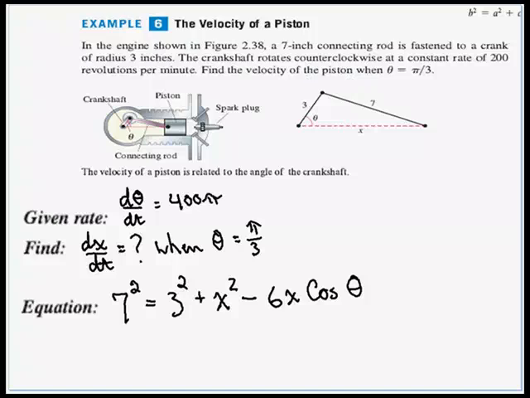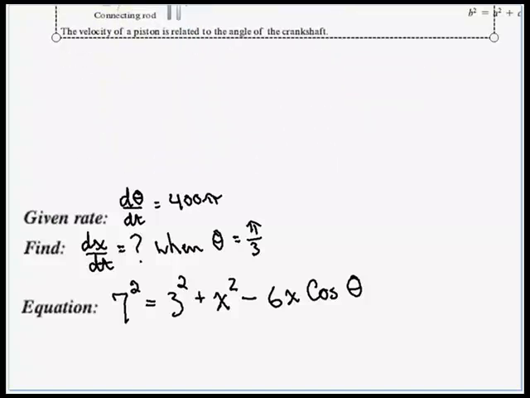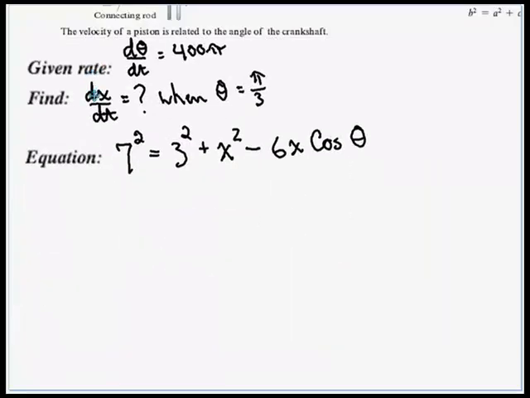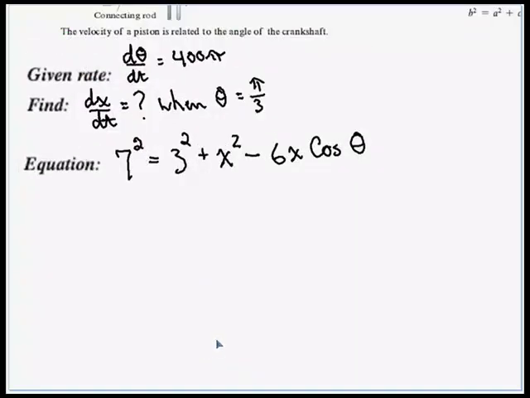Let me clear myself a little more room. This problem does get a little involved. Now we want to take the derivative with respect to time. Well, 7 squared is just 49, and that derivative is 0. 3 squared, that derivative is also 0. The derivative of x squared with respect to time is 2x dx dt, minus, here we have 6 times x times cos theta. So we have minus 6 times.